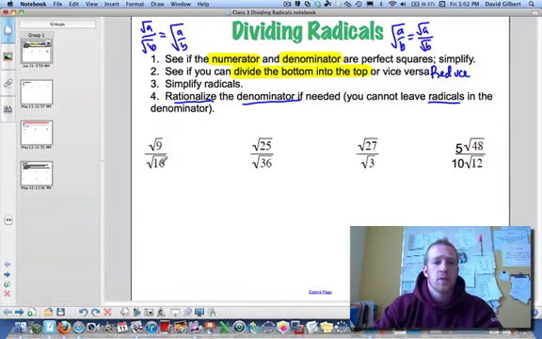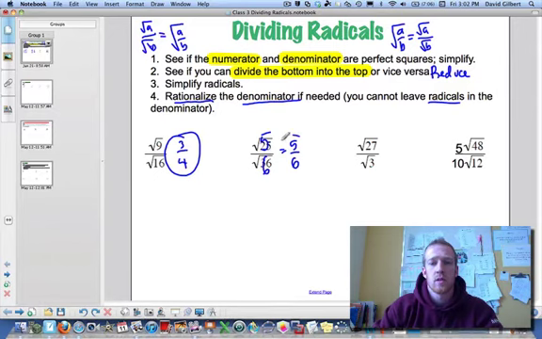These two are both perfect squares, right? The square root of 9 is 3, and the square root of 16 is 4. Bam, done. 3 over 4. All right, the square root of 25 is 5, and the square root of 36 is 6, so we get 5 over 6.